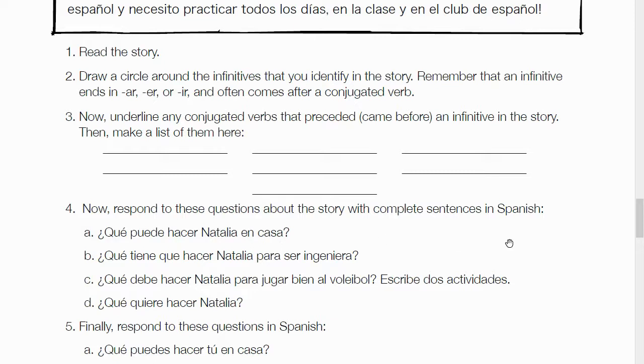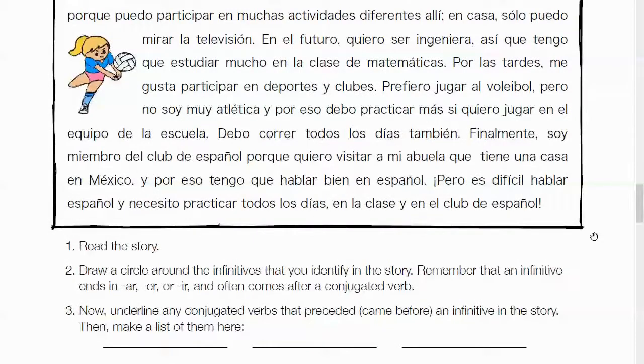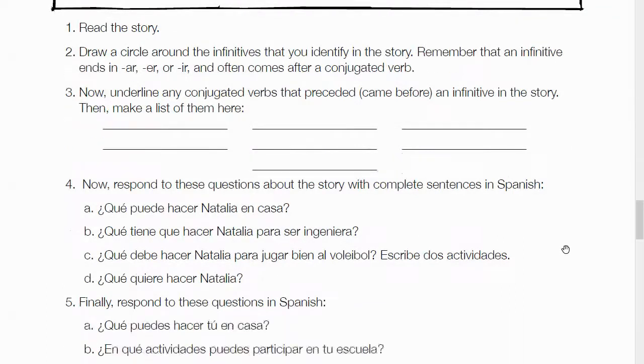Let's see, where does it say what she can do at home? Go back up to the top. "En casa solo puedo mirar la televisión." Does everybody see that? Okay, so how do we answer that in a complete sentence? What can she do at home in English? Natalia can watch TV at home. So how do we say that in Spanish?